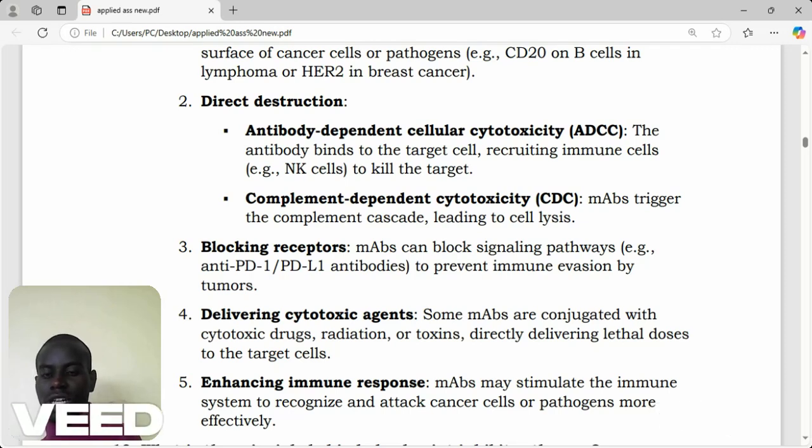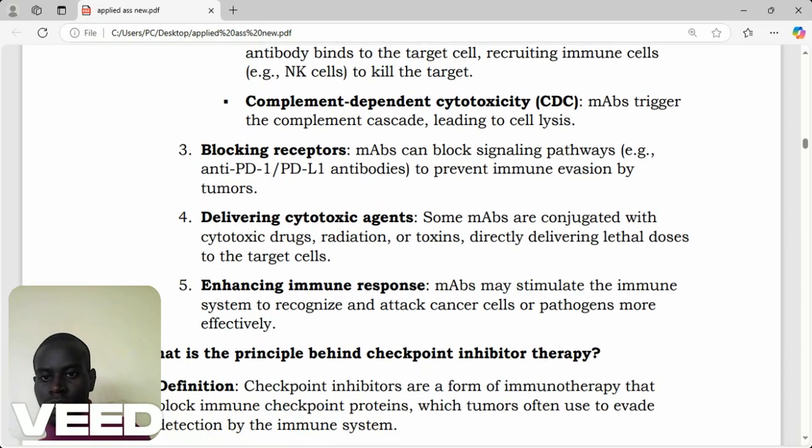The third mechanism is blocking receptors. Here, monoclonal antibodies can block signaling pathways. For example, anti-PD-1 or PD-L1 antibodies to prevent immune evasion by tumors.